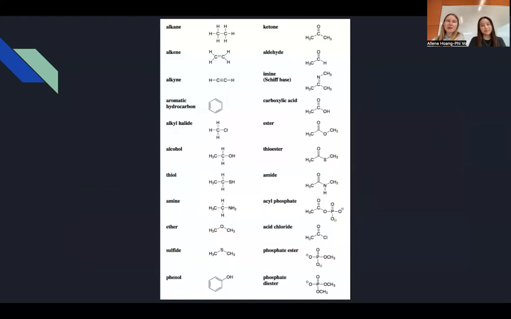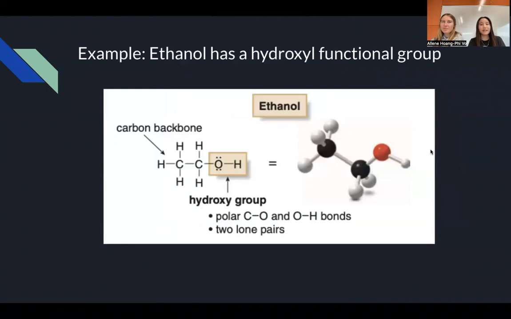And here are some examples of other functional groups, and you can tell that they all vary in shape, which determines their physical properties. So an example of a functional group would be the hydroxyl functional group within ethanol. And so you can see that it follows the same template that all functional groups follow, which is the carbon backbone, and then you have a functional group attached to the carbon backbone. So in this case, hydroxyl. And in hydroxyl, you have two lone pairs attached to the oxygen atom. And you also have polar OH and CO bonds as well.